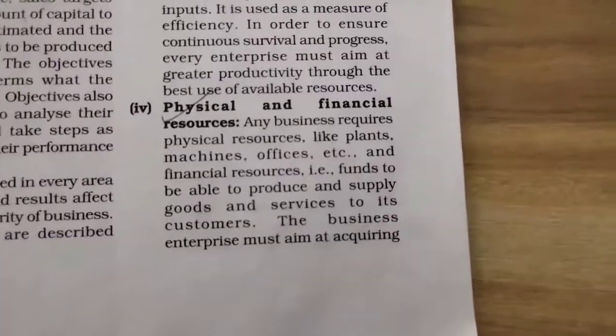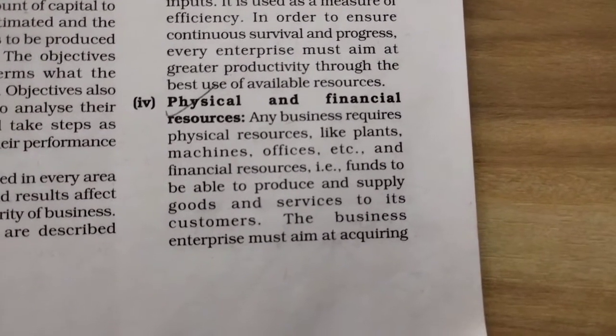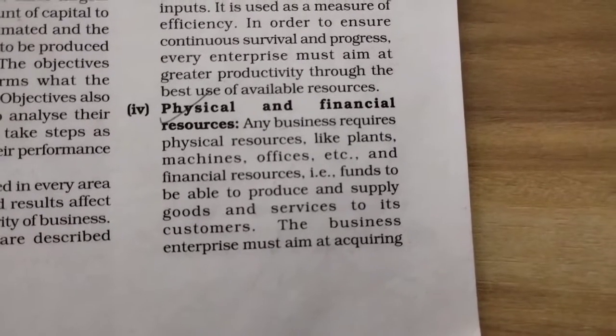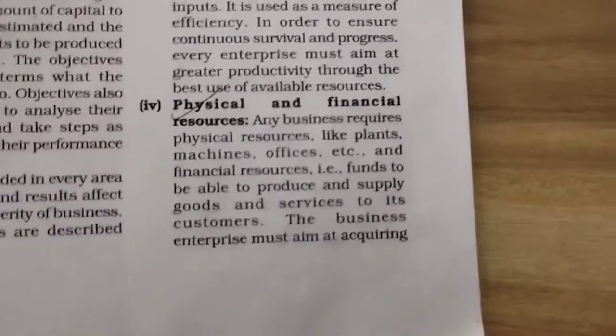Now the fourth is physical and financial resources. Any business requires physical resources like plants, machinery, offices, etc., and financial resources like the funds to be able to produce and supply goods and services to its customers.